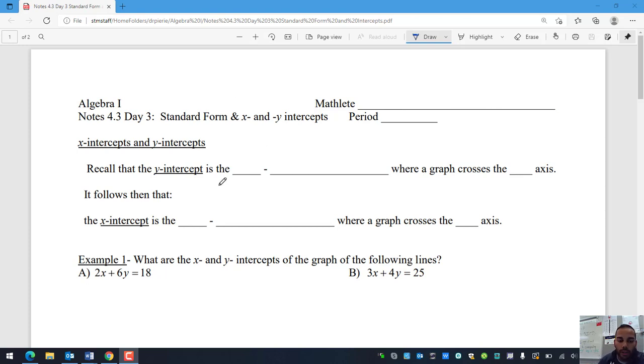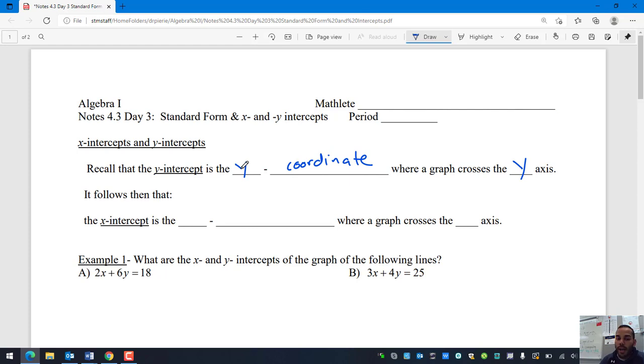We've got to recall what it means to be a y-intercept. Remember, the y-intercept is the y coordinate where a graph crosses the y-axis. It's wherever the line crosses the y-axis, the axis that goes straight up and down. That's what it means to be the y-intercept, but just as easily we could do the x-intercept.